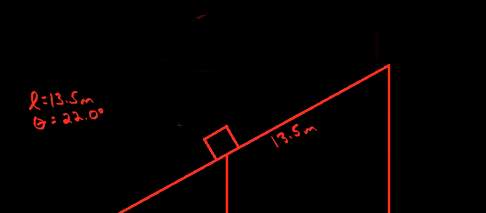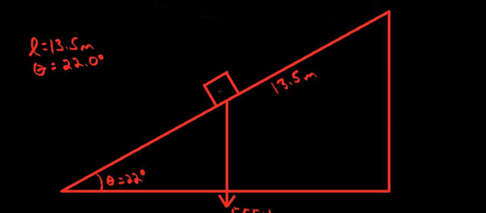Now, in order to solve this problem, we need to solve for work, which is force times distance. So what we're looking for is the force of the block parallel to the ramp, times the distance of the ramp, which the distance we already know.